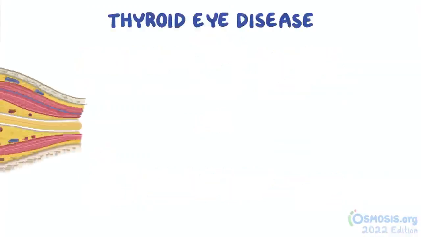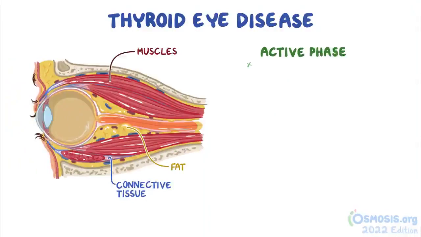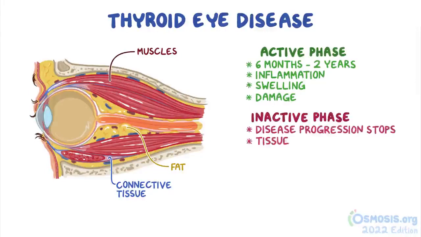Thyroid eye disease is a rare disease in which progressive inflammation damages muscle, fat, and connective tissues around the eyes. The disease has an active phase, which can last from 6 months to 2 years, where inflammation, swelling, and damage occur. The inactive phase occurs when disease progression stops, but the tissue damage and symptoms remain.